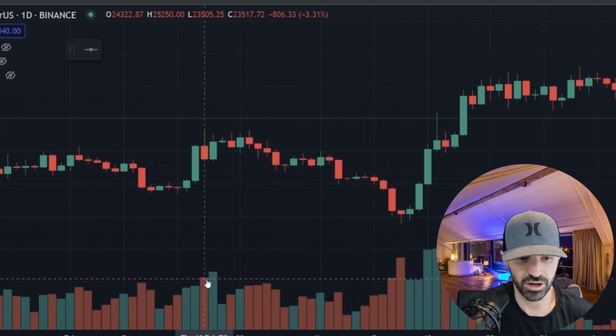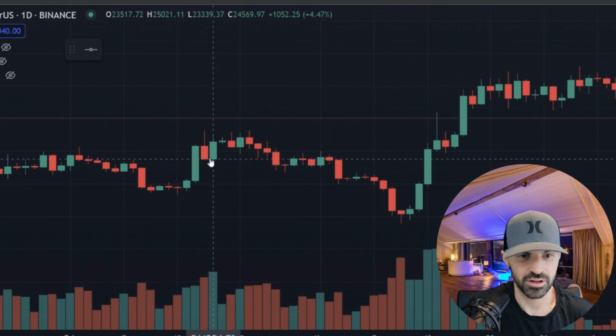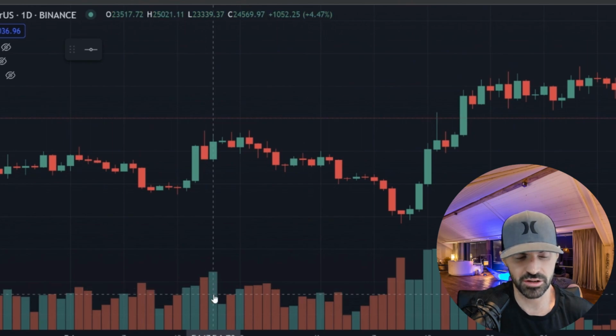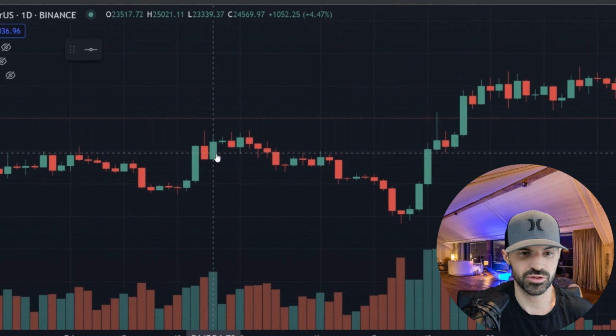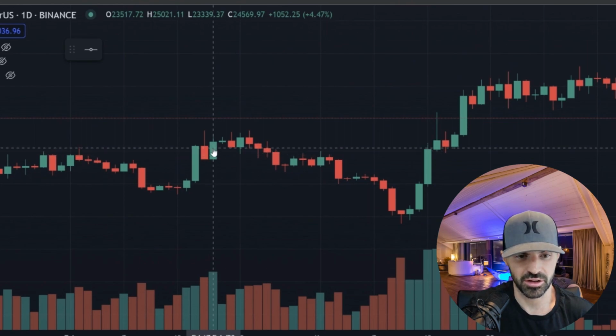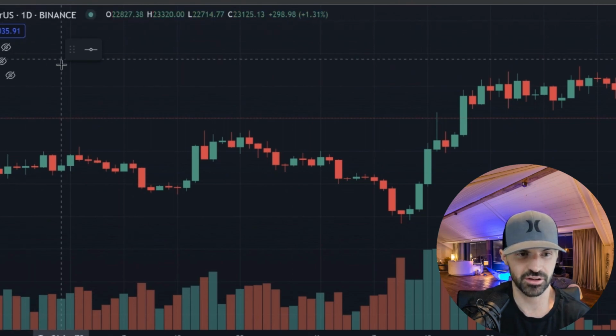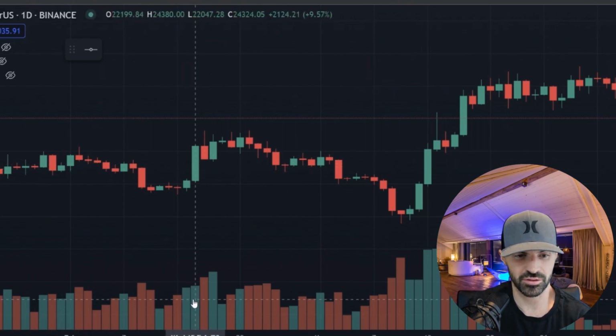So each volume bar pertains to the candle pattern. So as you can see, that was a red volume candle and it was a red bearish candle. As you can see, next to it, it was a green volume bar, which was a green candlestick. So each volume bar pertains to the candlestick, and it's also given on the time frame selected. So in the time frame selected here, we're using the daily chart. So each candlestick and each volume bar is over 24 hours.